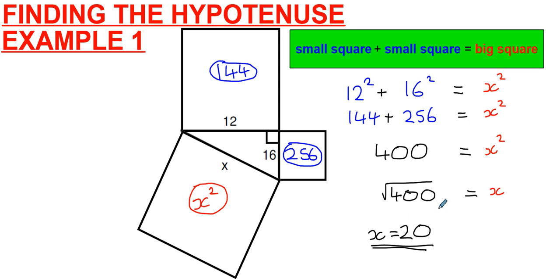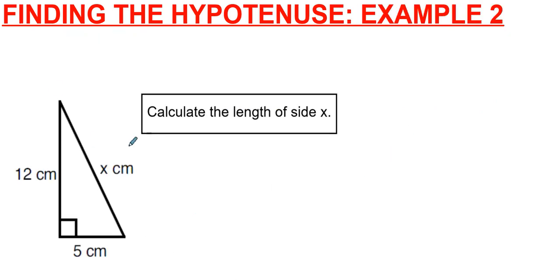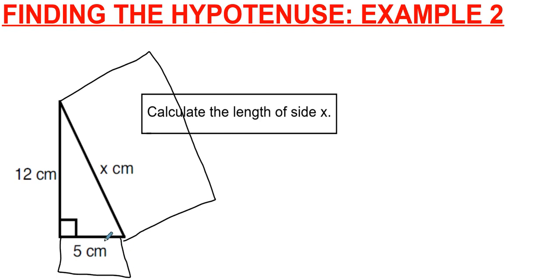So I've written out where these numbers are coming from, but effectively it's just small square plus small square, and then square root. Let's try another one. Calculate the length of side x. So again, you don't need to do it perfectly like I have in my diagram where you draw the squares on. You could just draw squares like this. And take it from there.